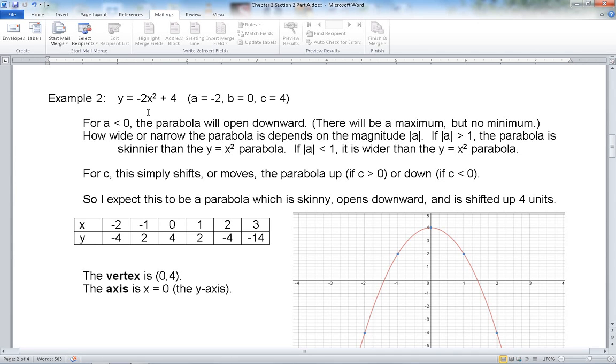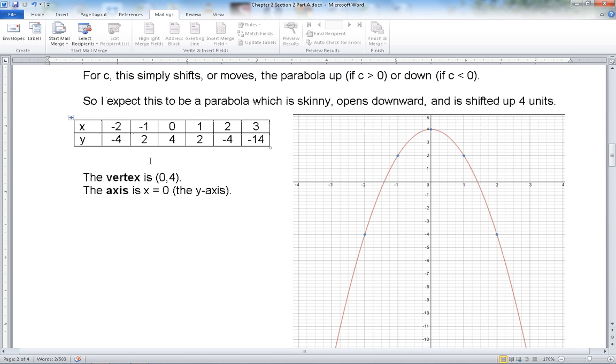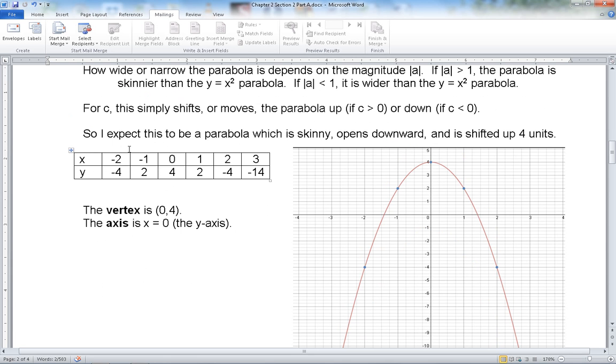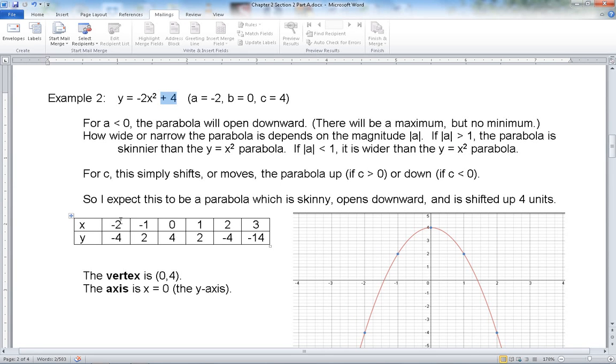So in this case, since I've got -2, I expect the parabola to be skinny and open downward, but shifted up 4 units. So again, we can plug some values in. Okay, so remember our equation. So -2 times, and then plug the x component in, -2 squared. So that's -2 times 4. So that's -8. -8 plus 4 is negative 4.